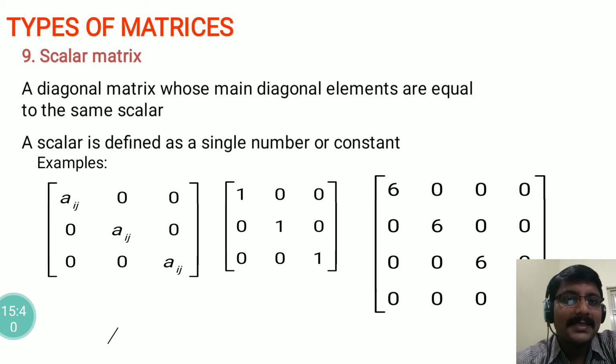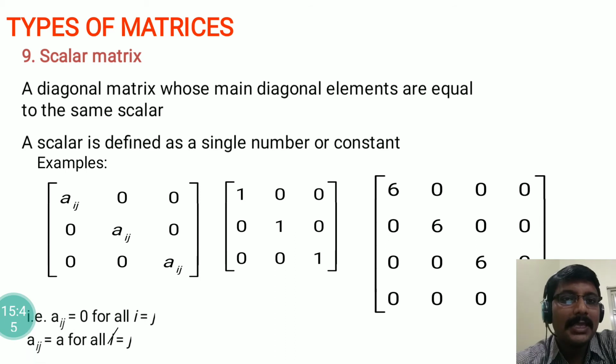So a scalar matrix means a diagonal matrix whose main principal diagonal elements are equal to the same scalar. In symbolic form, Aij equal to 0 for all i not equal to j, and Aij is a constant equal to a for i equal to j.